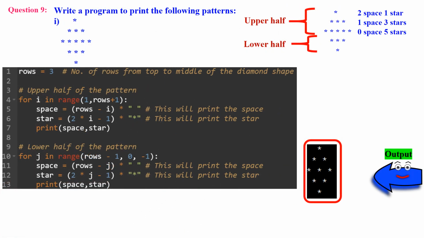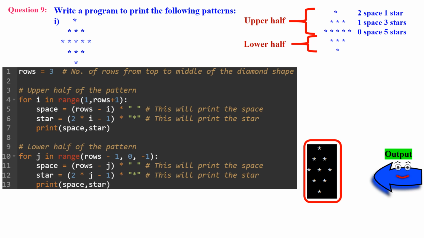Question 9. Subdivision 1. Write a program to print the following patterns. You can see the pattern here. Now look at the Python code. In line 1, this line initializes the variable rows with the value 3. This value determines the number of rows from the top to the middle of the diamond shape. You can adjust this value to change the size of the pattern.